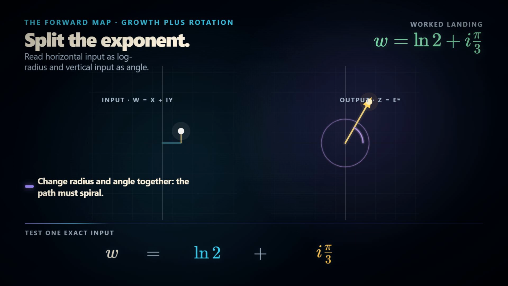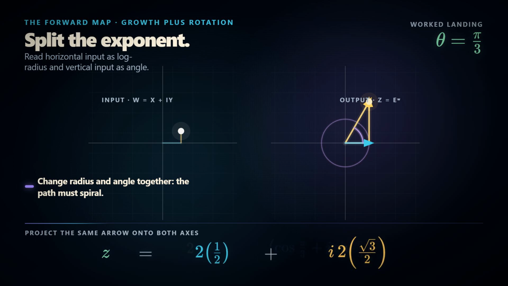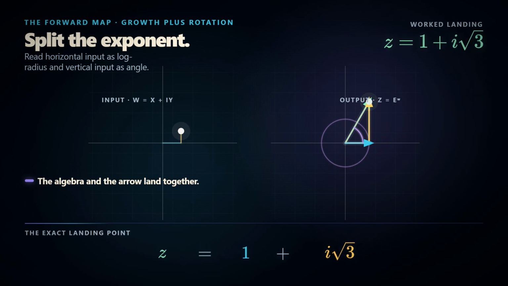Test 1 exact input. w equals natural log of 2 plus i times pi over 3. Read the horizontal coordinate first. Exponentiating it gives radius 2. Read the vertical coordinate next. The angle is pi over 3. Therefore z equals 2 times (cosine pi over 3 plus i times sine pi over 3). Project the arrow. The components become 1 and square root of 3. The output is 1 plus i times square root of 3.